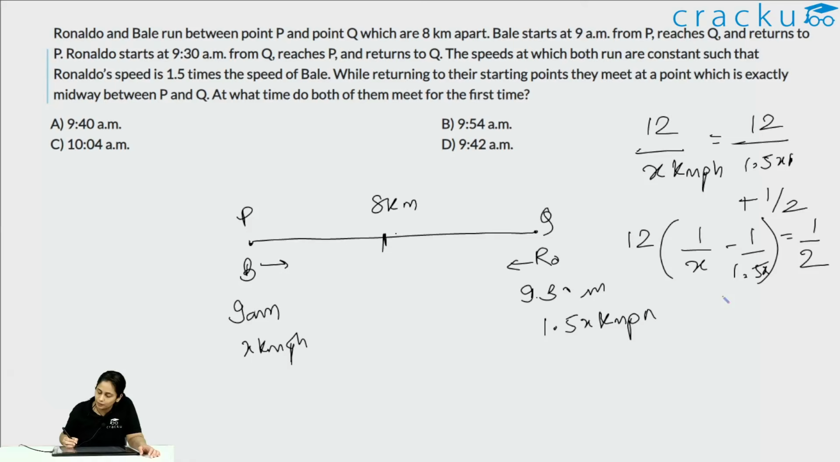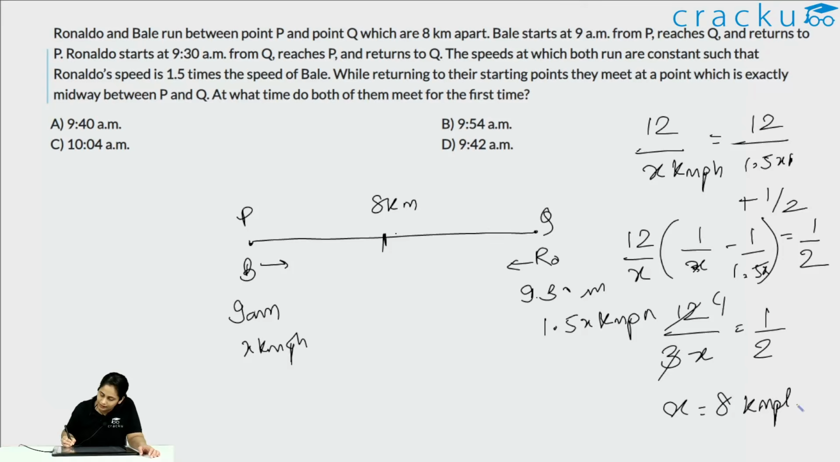So that is 1 upon 3x, or rather I will take the x also out. So this is 1 minus 1/1.5, so now 1 by 3. So 12 by 3x is equal to half. So I can say that 4 over x is equal to half, so x is equal to 8. So x, that is the speed of Bale, is 8 kilometers per hour, which means the speed of Ronaldo is 12 kilometers per hour.